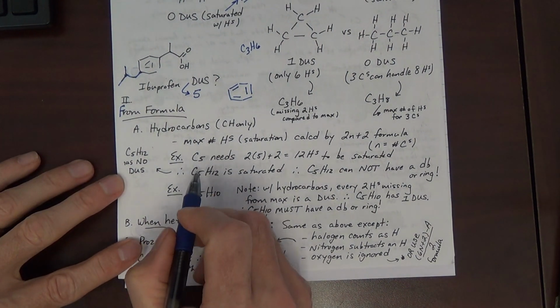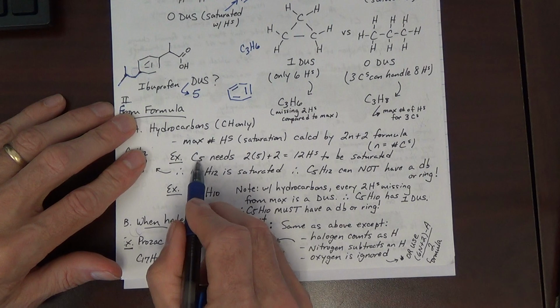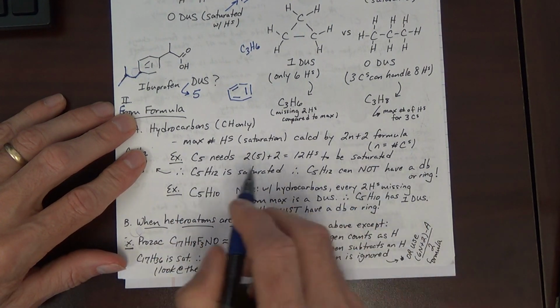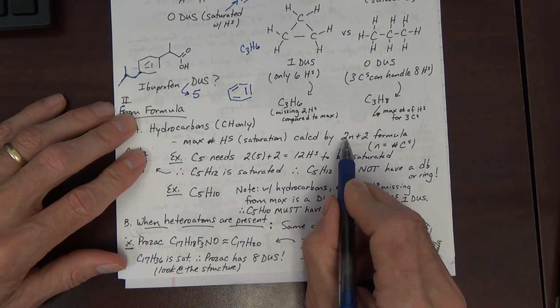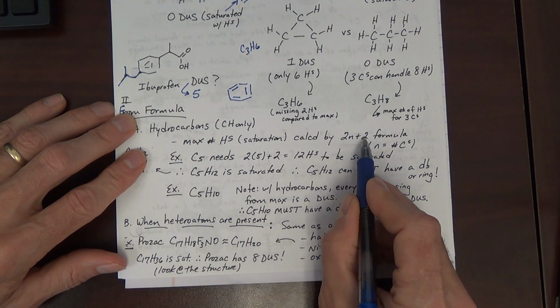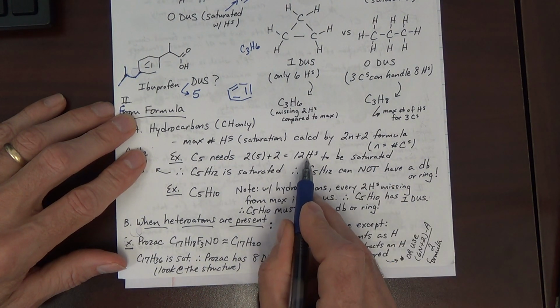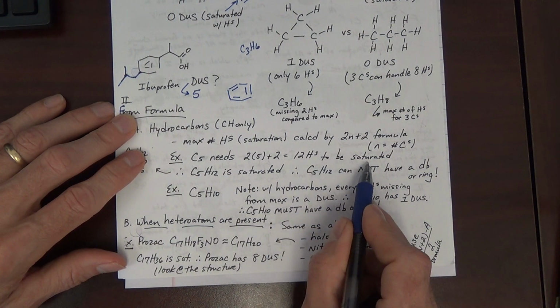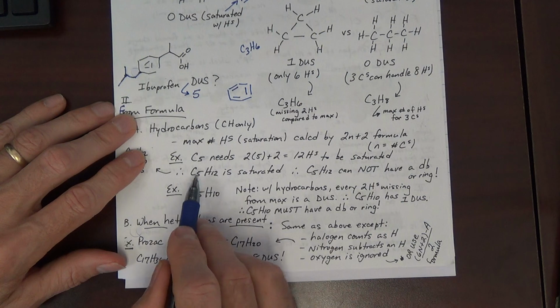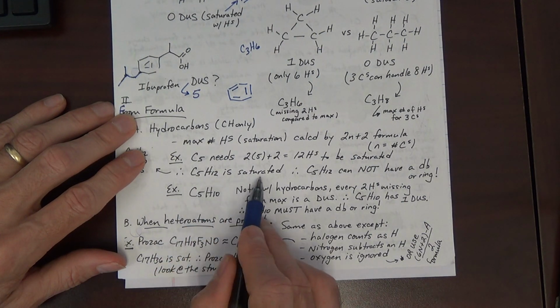As an example, if we had a compound with 5 carbons, we would put 5 in here: 2 times 5 is 10, plus 2 is 12. You would need 12 H's for the compound to be saturated. Thus, this formula tells you that C5H12 is a saturated compound.